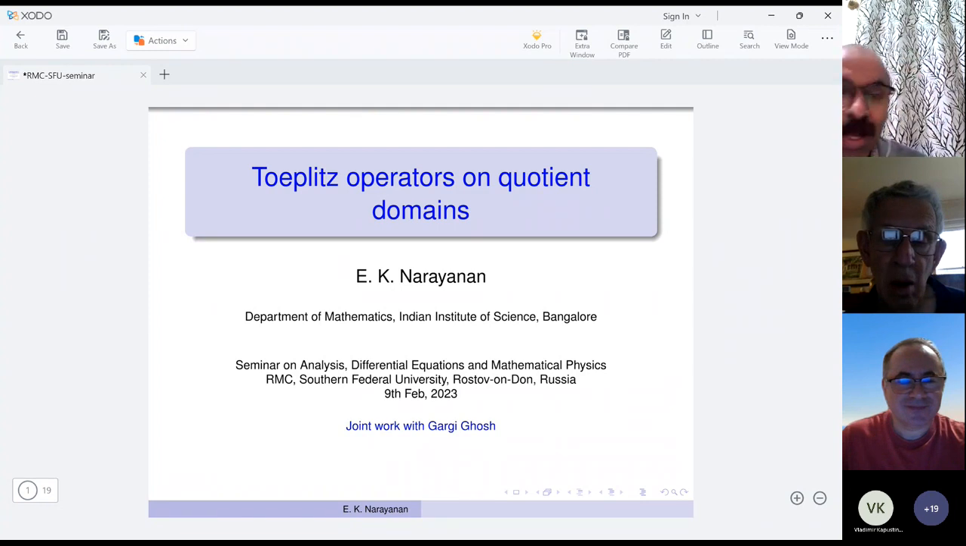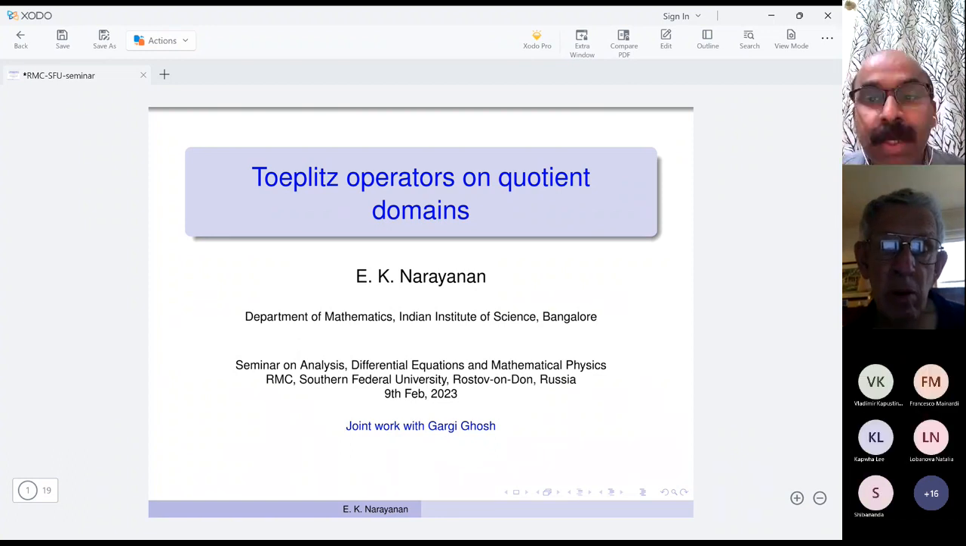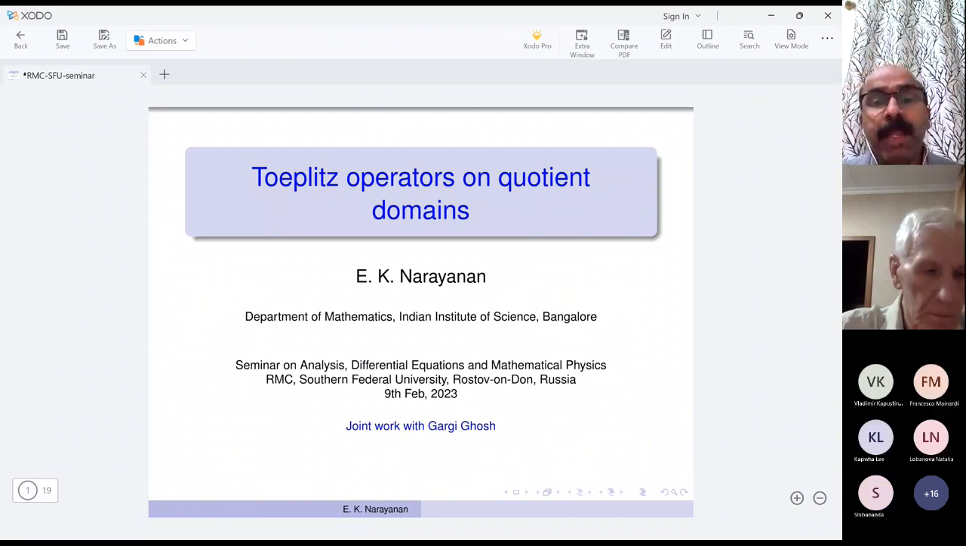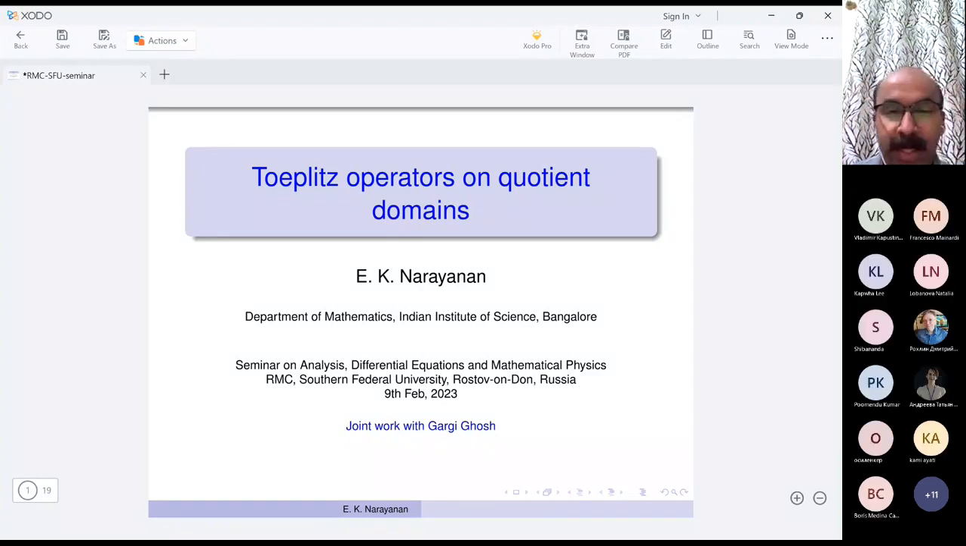So let us start. Toeplitz operators. I'll talk about Toeplitz operators on certain domains. I'll start with the seminal work of Halmos and Brown on the Hardy space on the disk, then move on to Bergman spaces and then other domains in higher dimensions, and then we'll come to quotient domains. Whatever I'm going to talk about today is joint work with Gargi Ghosh, who was a postdoc here. Okay, so let us start.